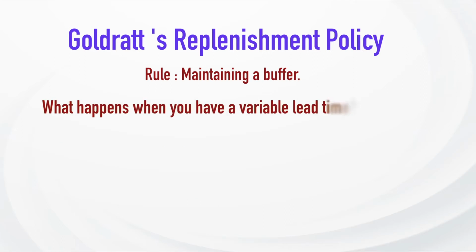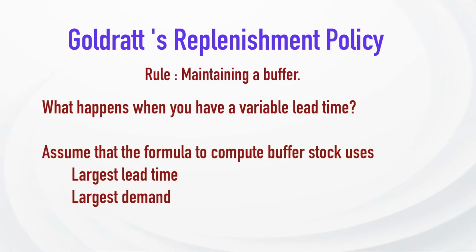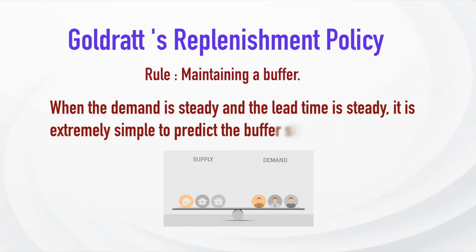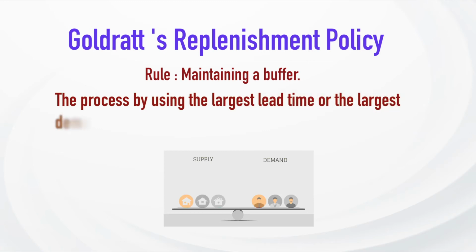We don't order in irregular intervals. The lead time should be as low as possible, but what happens when you have a variable lead time? We assume that the largest lead time is used in this formula to compute the buffer size. The same goes for the demand. The largest demand goes into this formula. When the demand is steady and the lead time is steady, it's extremely simple to predict the buffer size. Here too, we have simplified the entire process by using the largest lead time or the largest demand.